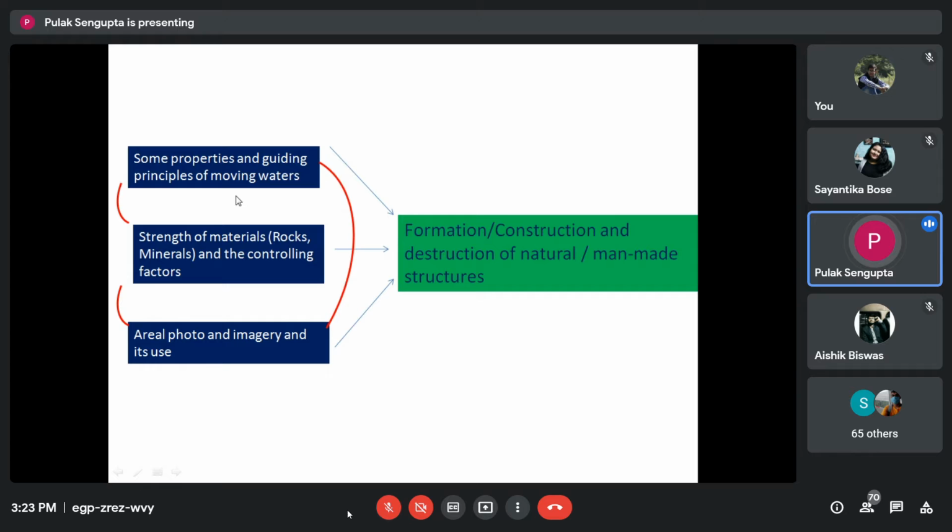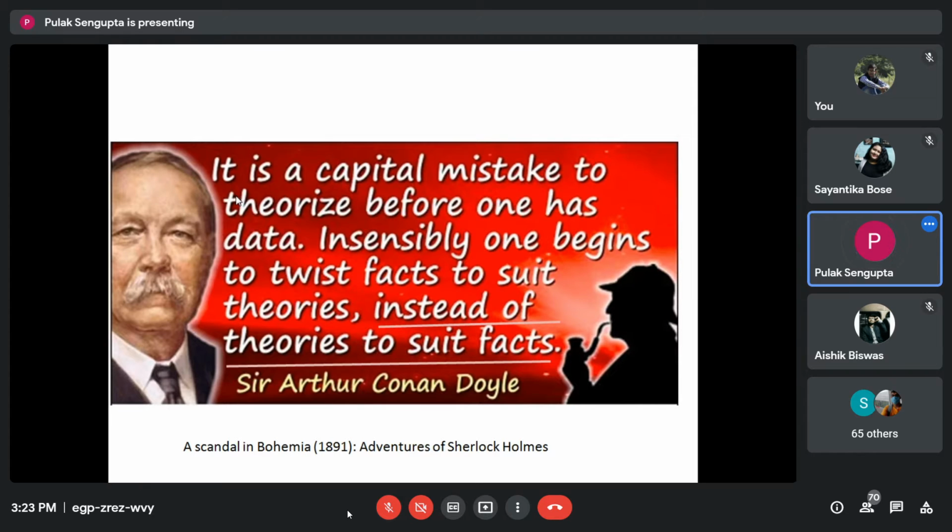In fact, on a lighter note, this has been my approach throughout my career. I learned it from my teachers and my colleagues with whom I worked in India and abroad, that this is one thing which really gives me the real confidence to go for the forward model.